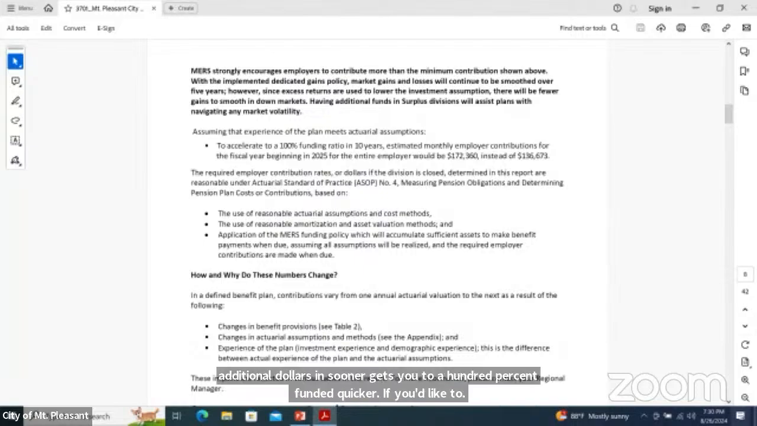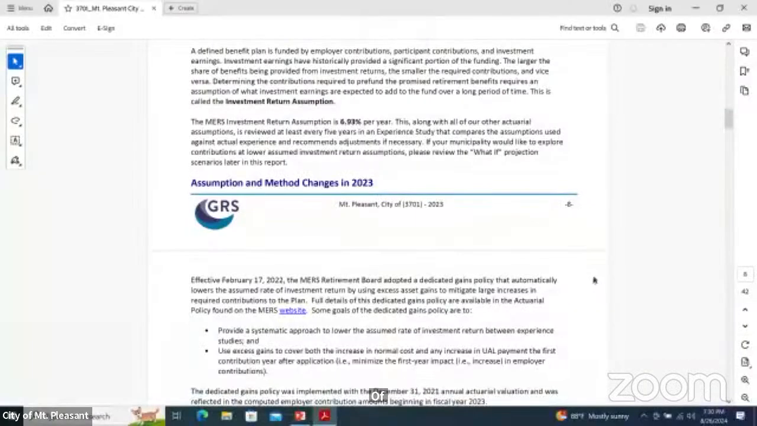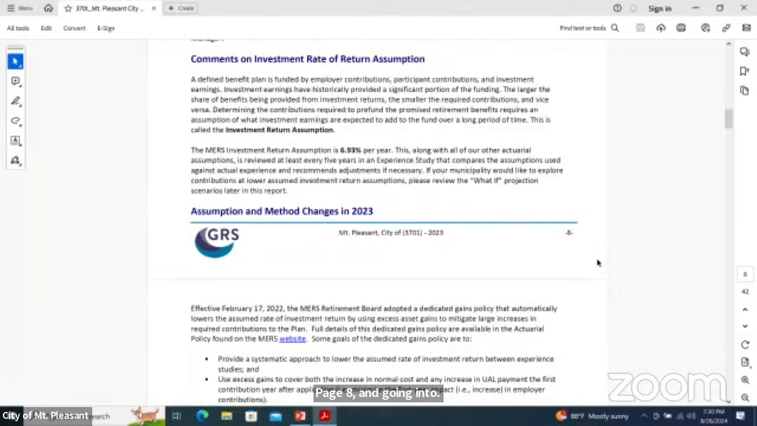Moving on towards the bottom of page 8, we talk about our long-term rate of return. Our long-term rate of return is 6.93, which is almost in line with the state of Michigan. They have 6.9. We're almost there. But with our dedicated gains policy, with the gains that we had in 2023, that brought us from 7.0 to 6.93. The state went up from 6.8 to 6.9. We're almost in line. Why is that important?